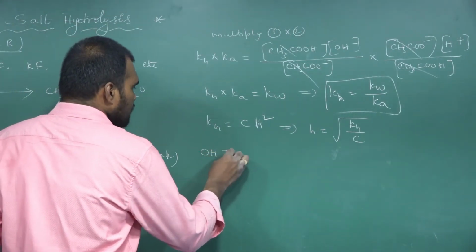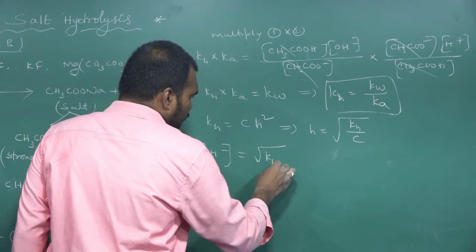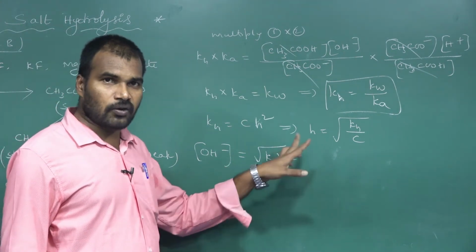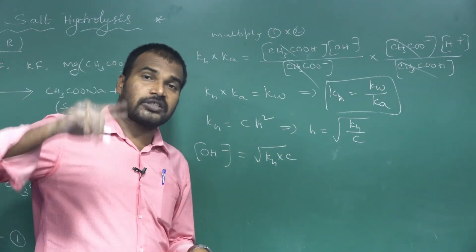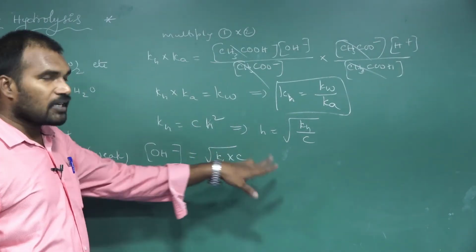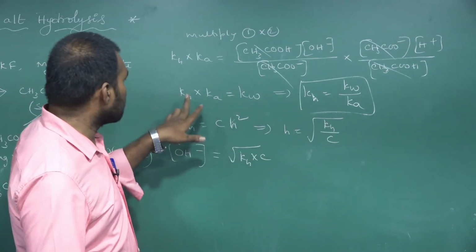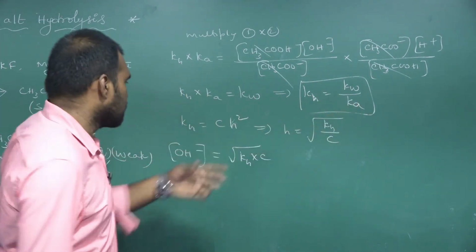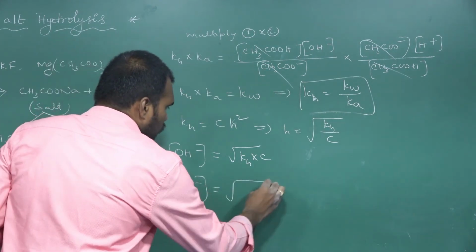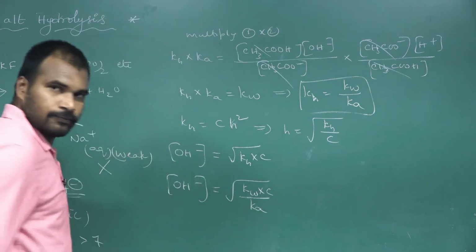So OH minus concentration is equal to what? Square root of Kh into C, where H plus concentration is equal to square root of Kh into C. Here OH minus concentration is equal to square root of Kh into C. Now Kh value is equal to, what is the Kh formula? Kw by Ka. Substitute that. OH minus concentration is equal to square root of Kw into C by Ka.